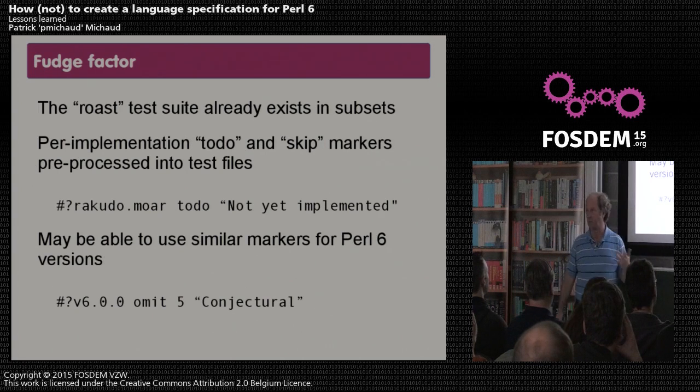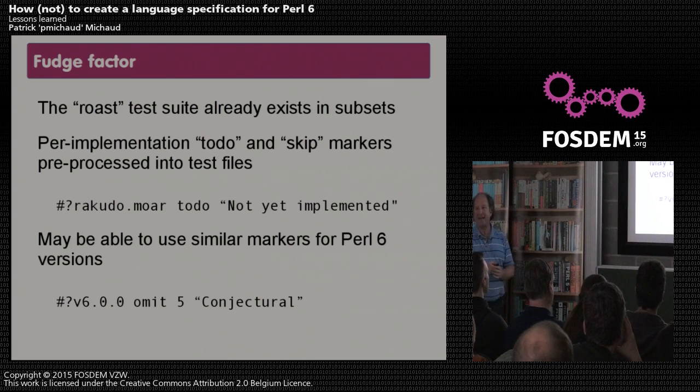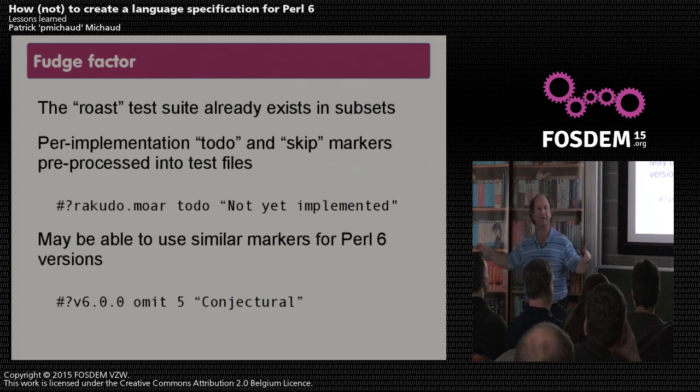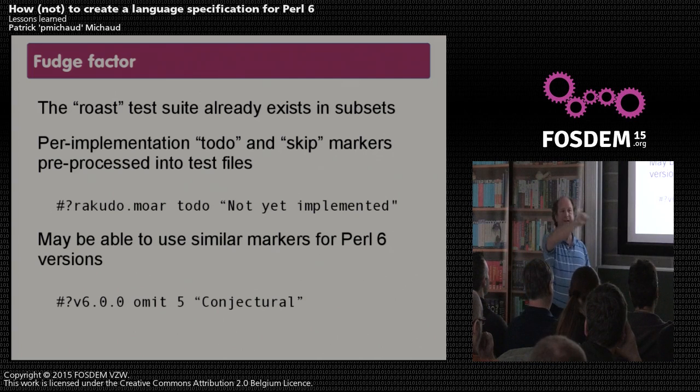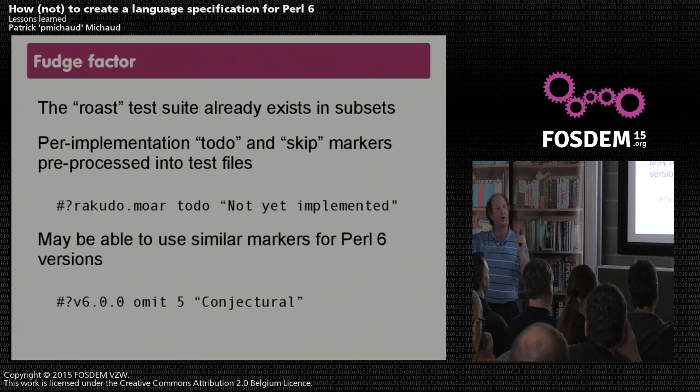One of the nice things about Roast, or the official test suite, is that it already has a subsetting capability built in. So if you have a common set of tests that are being used by multiple implementations, what are the odds that every implementation passes every single test and exactly the same set of tests? And the answer is it doesn't happen at all. Some implementations need to mark tests as to do, and other implementations need to mark some tests as skip, but those don't always match. So many years ago, there was a tool created called Fudge.